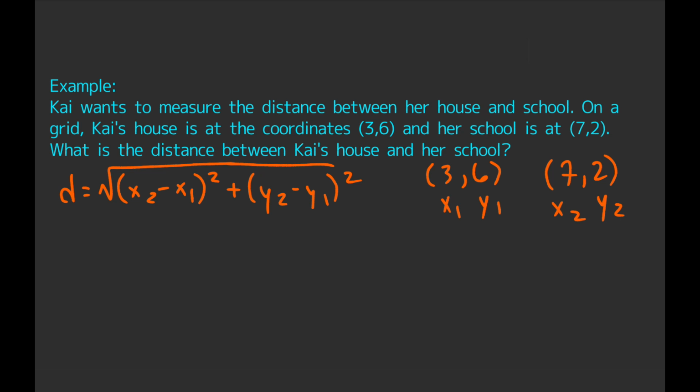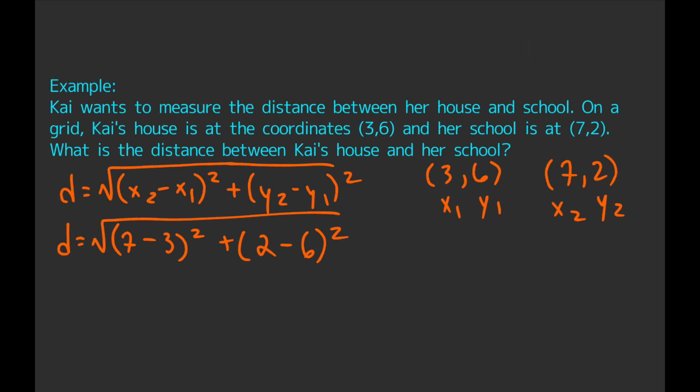So now all we do is plug these numbers into the formula. So let me write them over here. D equals the square root of x2, which in our case is 7, minus x1, which is 3, squared, plus y2, which is 2, minus y1, which is 6, squared. Now all we do is simplify. 7 minus 3 is 4, so that'll be 4 squared, plus 2 minus 6, which is negative 4. That is squared.